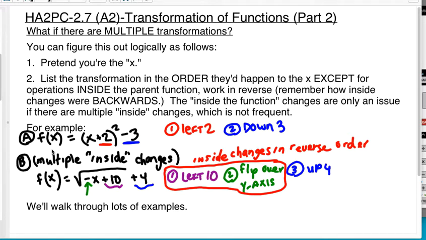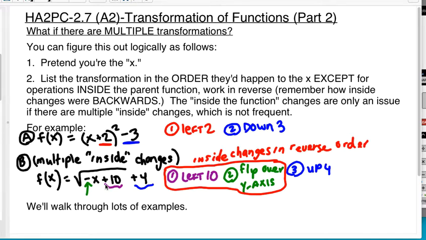All right, so in B, because of these multiple inside changes, notice that both the minus x and the plus 10 are inside the parent function, which would be that square root symbol. So those two are going to happen in reverse order. They're still clearly happening first, right? Because if you plugged a number into the x, the first thing that would happen would be a negative, and the second thing that would happen would be a plus 10. And this plus 4, which is outside of the parent function, is definitely later down the line, right? So the trick here is that when you're imagining it as transformations, even though you know that if you plugged in a number for x, the first thing that would happen is the negative, and the second thing would be the plus 10, you have to do those inside changes backwards because of the whole inside being backwards thing.